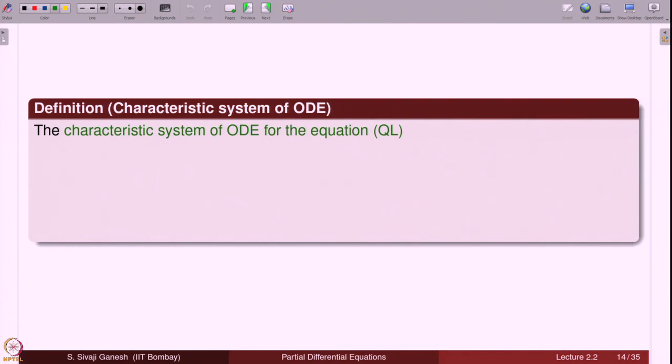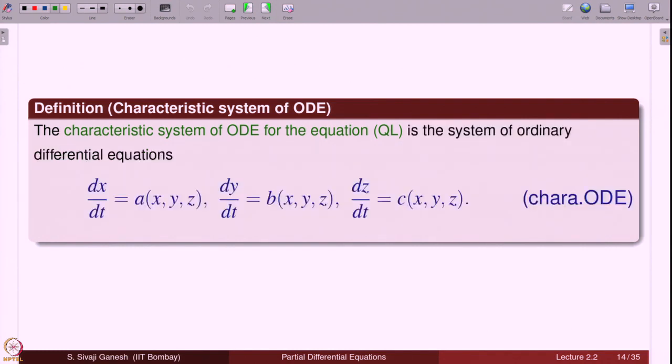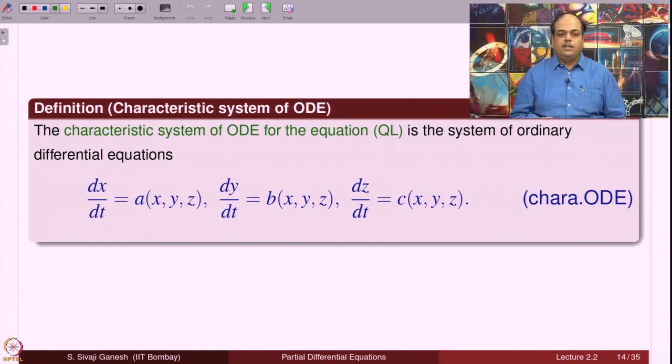Now, we have a characteristic system of ODEs. The characteristic system of ODEs for the equation QL is the system of ordinary differential equations dx/dt = A, dy/dt = B, dz/dt = C. So it is an autonomous system of ordinary differential equations with the right hand side A, B, C coming from the equation QL.